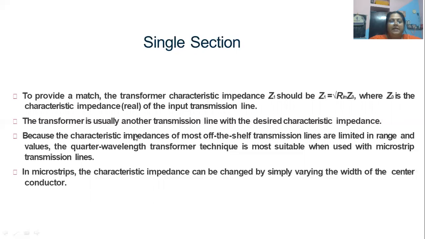Because the characteristic impedances of most transmission lines are limited in range and values, the quarter-wave line transformer technique is most suitable when used with microstrip transmission line. In microstrip, the characteristic impedance is generally changed by simply varying the width of the center conductor.